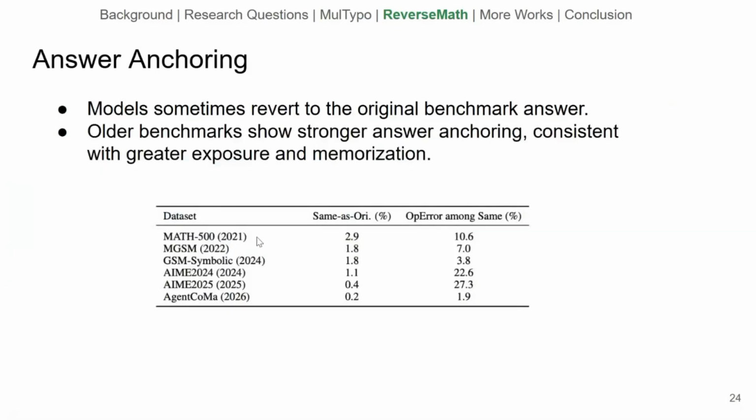We also calculate the same-as-original proportions for different datasets, alongside the year each dataset was released. As you can see, as the datasets become newer, the same-as-original proportion decreases. It's also aligned with our memorization assumption, because very early released datasets are more likely to appear in the model's training data more frequently. And for AsianCOMA, this is a very new dataset. It's only released this year, and it has very few same-as-original ratios.